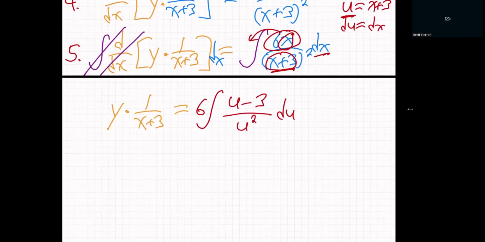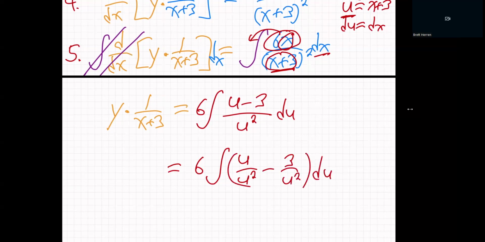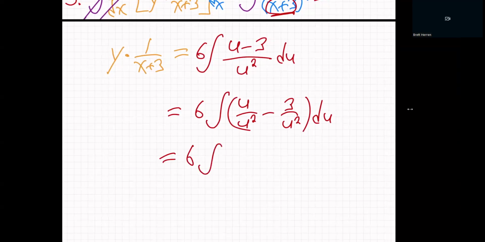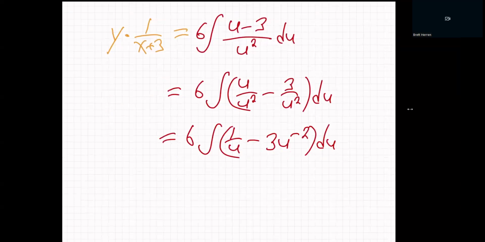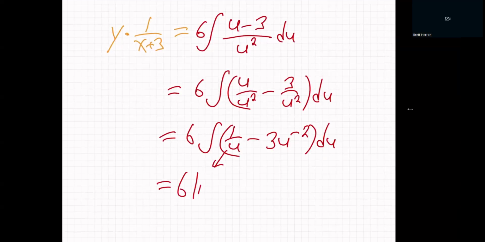Look at that. Now, is that going to really work well? Yeah, because now we can separate these. We can go u over u squared minus 3 over u squared du. And then we can say, okay, that's the integral of 1 over u minus 3 u to the minus 2 du. You seeing it? And now what's the integral of 1 over u? Natural log of u. I'll keep the 6 in the front. Minus, and what's the integral of this part? We can just add 1 to the power, that's minus 1, and then divide by the minus 1 right there. And minus 3 over minus 1 will be plus 3, you see.